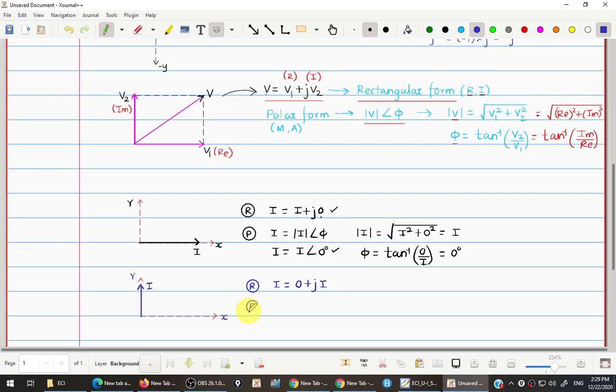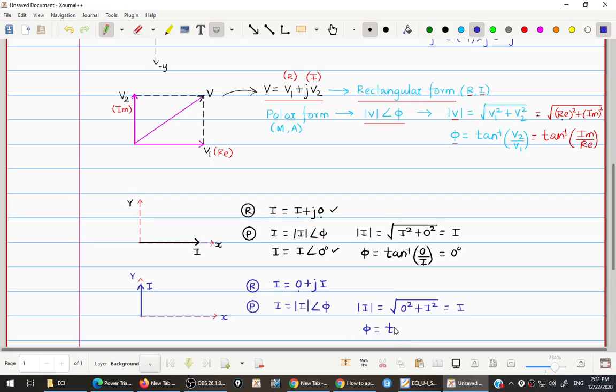And what about polar form? Polar form is equal to what? First we take the magnitude of the given current and then the angle. Angle is represented by phi. Now what is the magnitude? We know the formula: the square root of the real part squared, which is 0 square, plus the imaginary part squared, which is I square. The square and the square root get cancelled, so the magnitude of I is I.